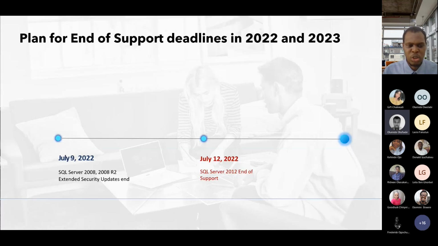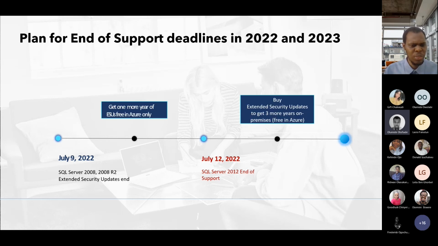So what does the journey look like? For SQL Server 2008 and its respective SKUs, the end of support is going to be reached on July 9, 2022, which is next year in July. While for 2012, the end of support is July 12, 2022. Now that we know this, what can we do?